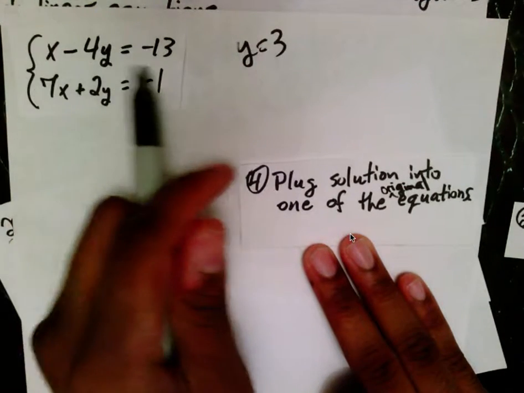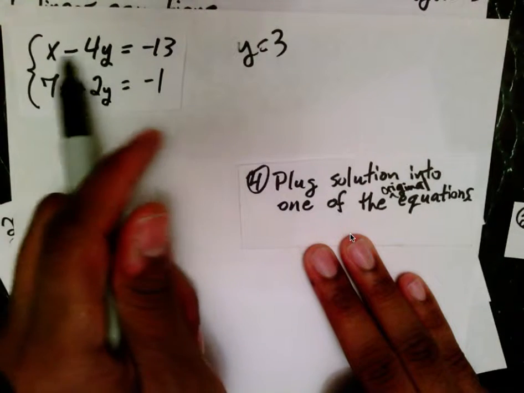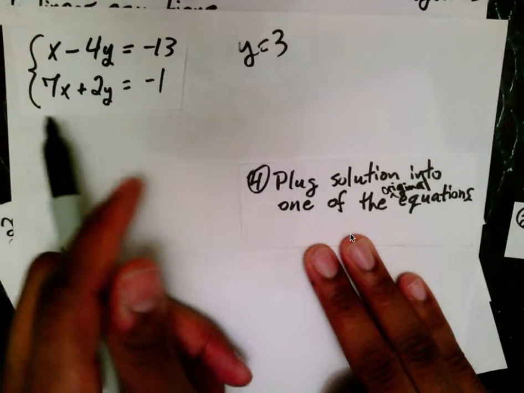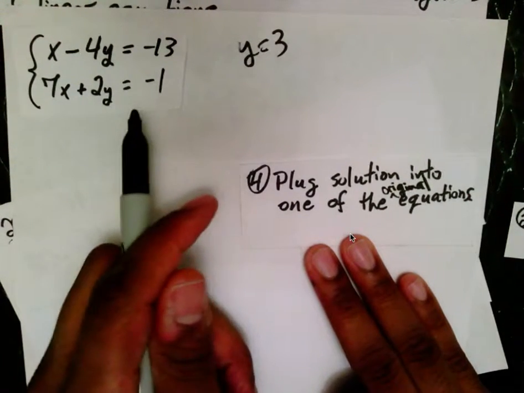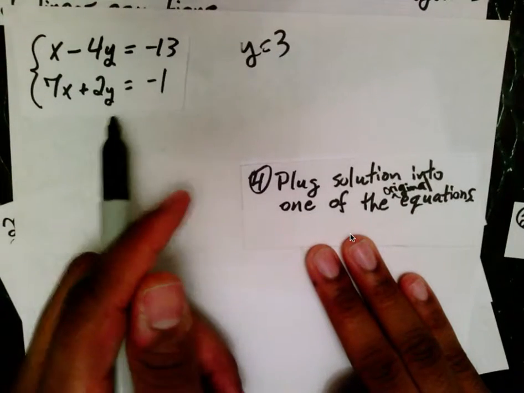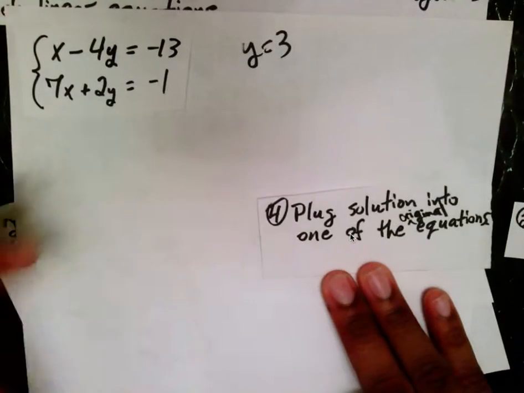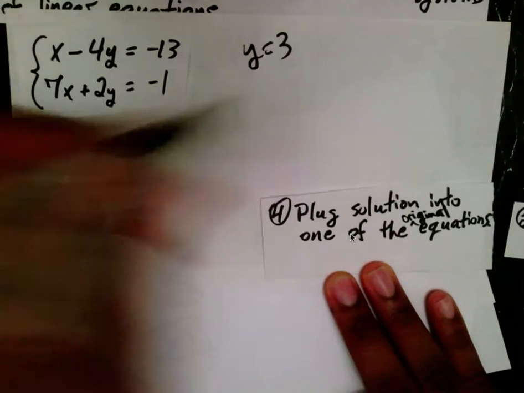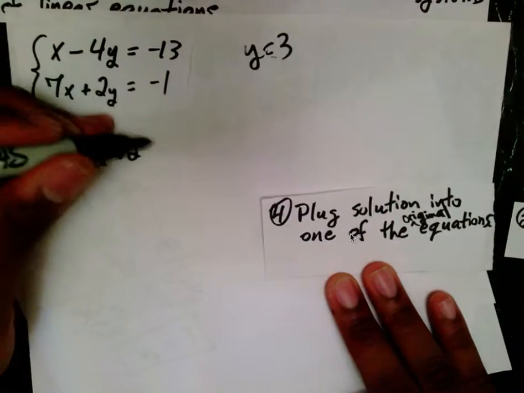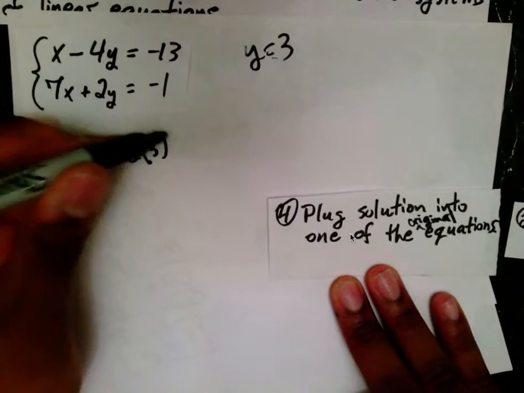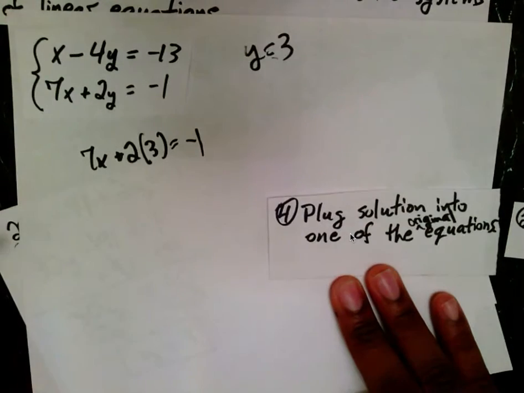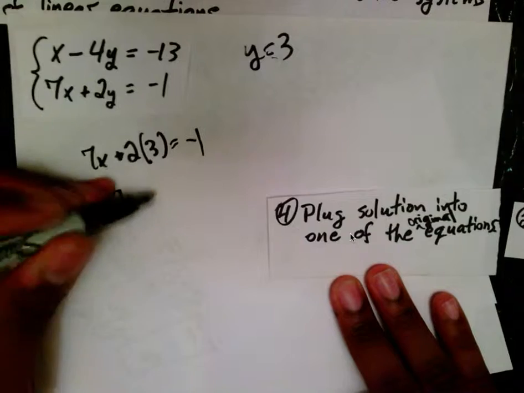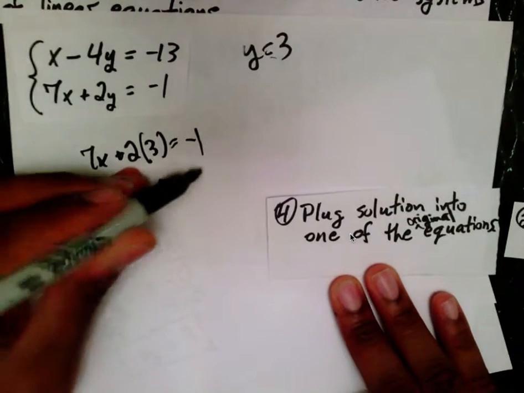I think it would be simpler to plug it into the first one, but why don't I go ahead and plug it into the second one, just so that I'm not always plugging it into the first equation. It doesn't matter which one you plug it into. So 7x plus 2y equals negative 1, with y equals 3. So 2 times 3. 7x plus 6 equals negative 1.